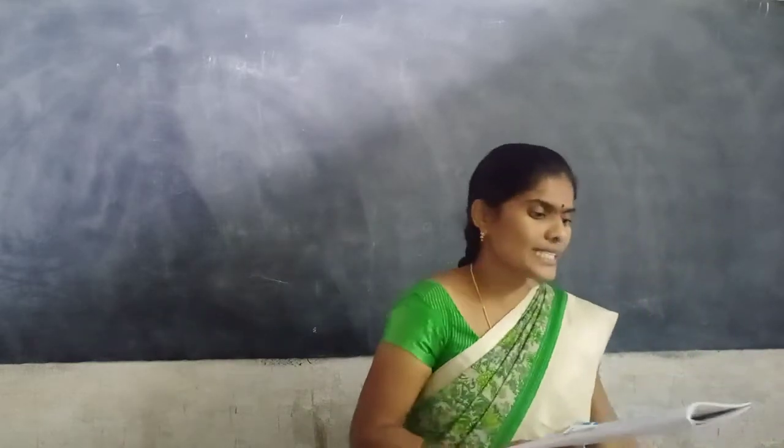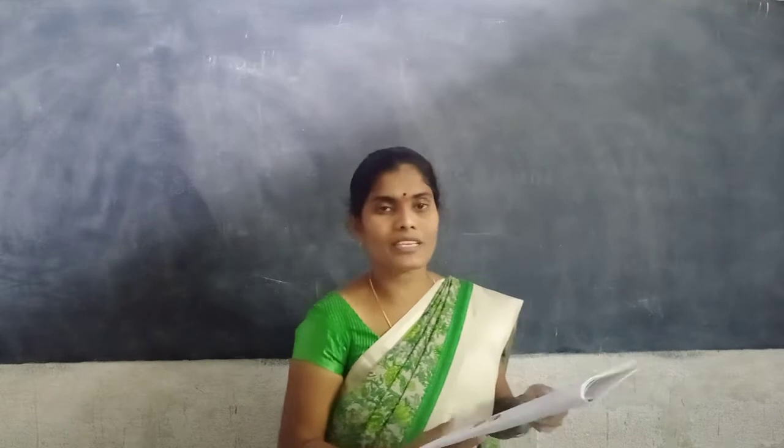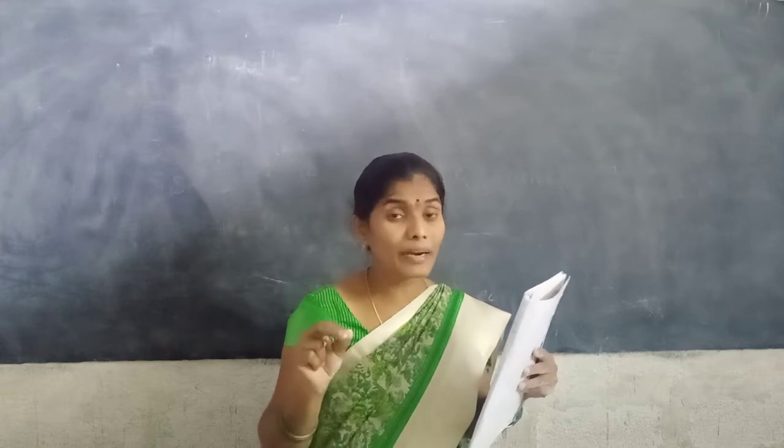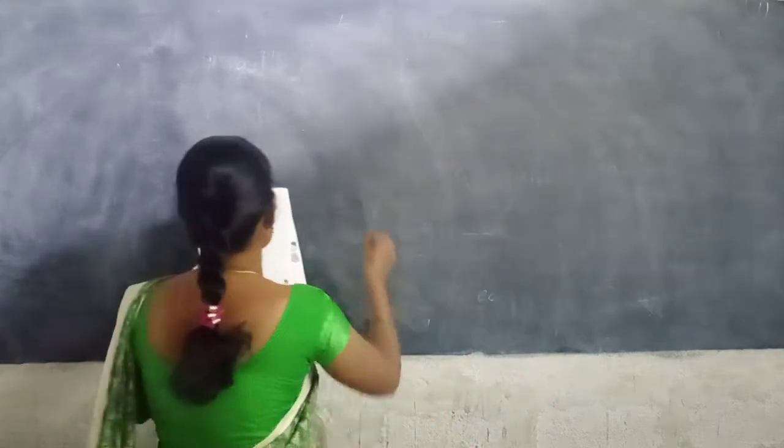Next, this is a good example for interdependence of plants and animals. How? Plants and animals are interdependent. Means they depend on one another. How? I'm writing. You must complete.